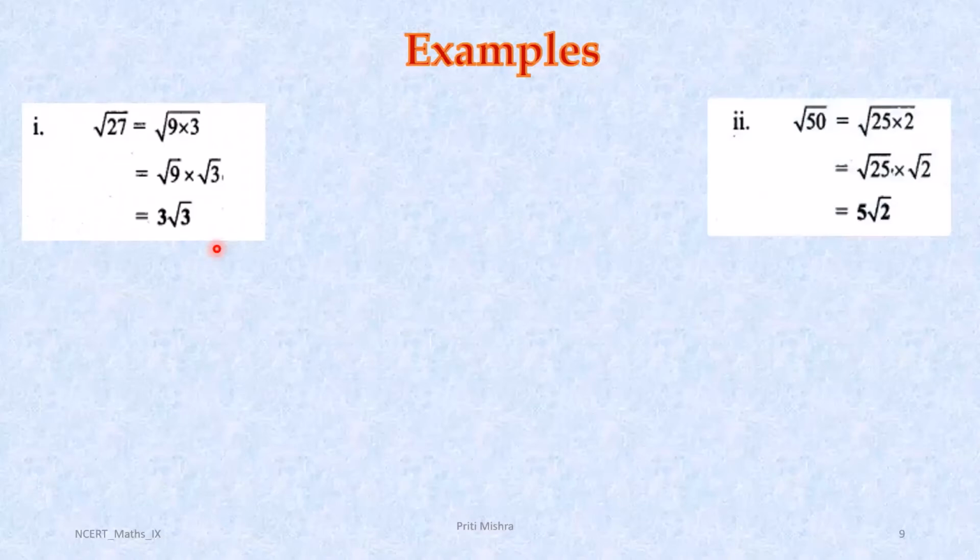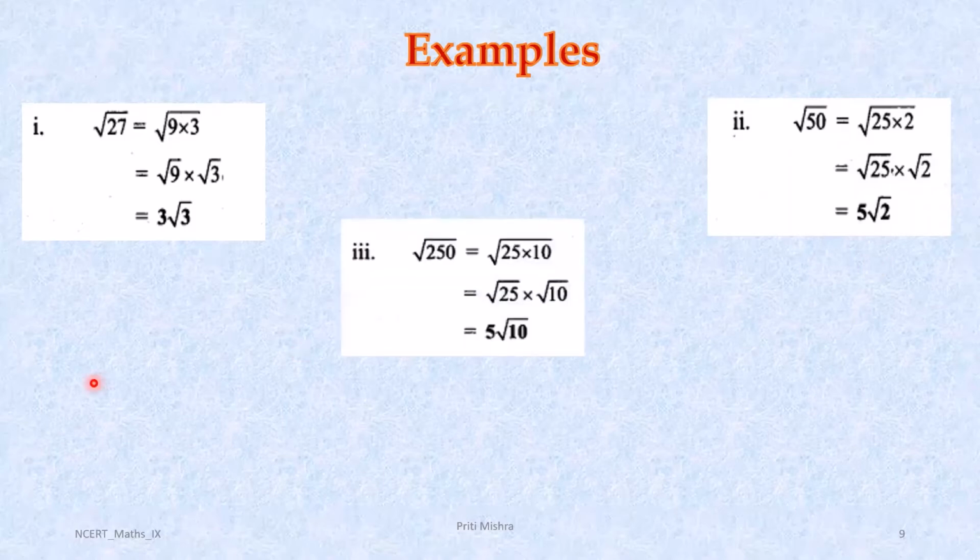Let's have another example. Square root 50. After prime factorization, you can write it like square root 25 into 2, square root 25 into 2. As you know, 25 is a perfect square number. So we can have 5 out of the square root sign and 2 will remain there. So 5 root 2 is the result here for the number square root 50. So this is again an irrational number.